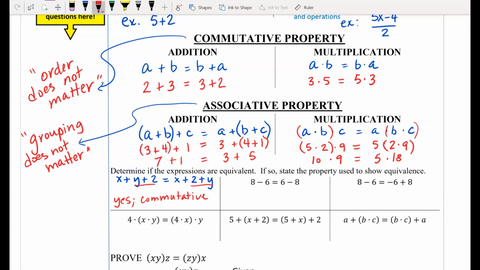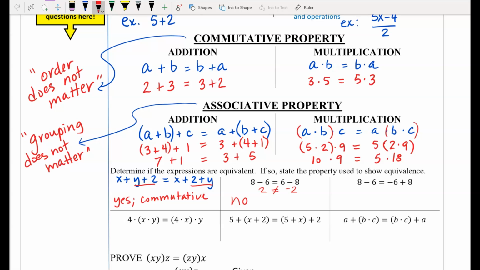On the next example, we have subtraction. And remember, commutative property does not apply to subtraction. And we can verify this since everything is numbers. 8 minus 6 is 2, and 6 minus 8 is negative 2. So those are not equal to each other, and the properties do not apply.